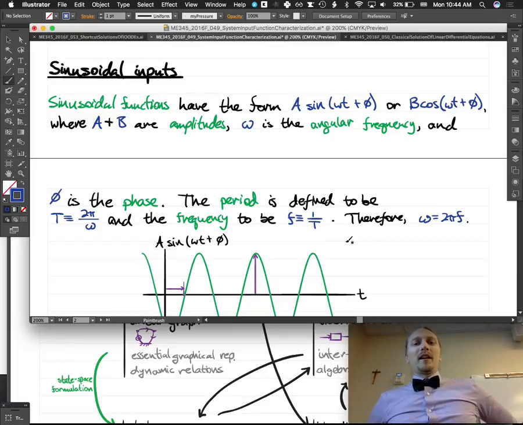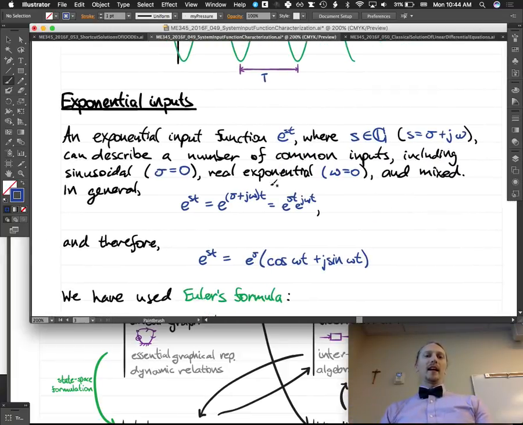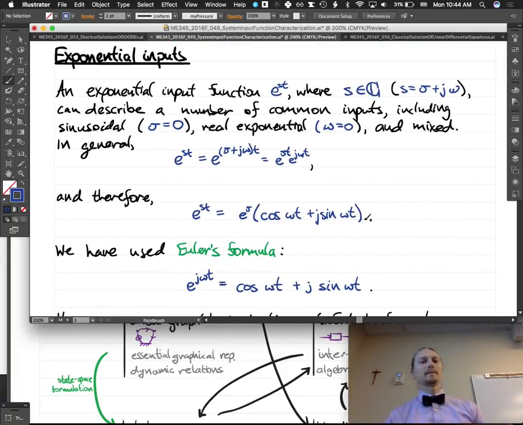Sinusoidal inputs, we know these well, right? So we've already covered them. I'm not going to go into the details. We can recognize and label these things in the graph, right? So the amplitude, this is the period, this is the phase shift, right? And finally, exponential inputs.